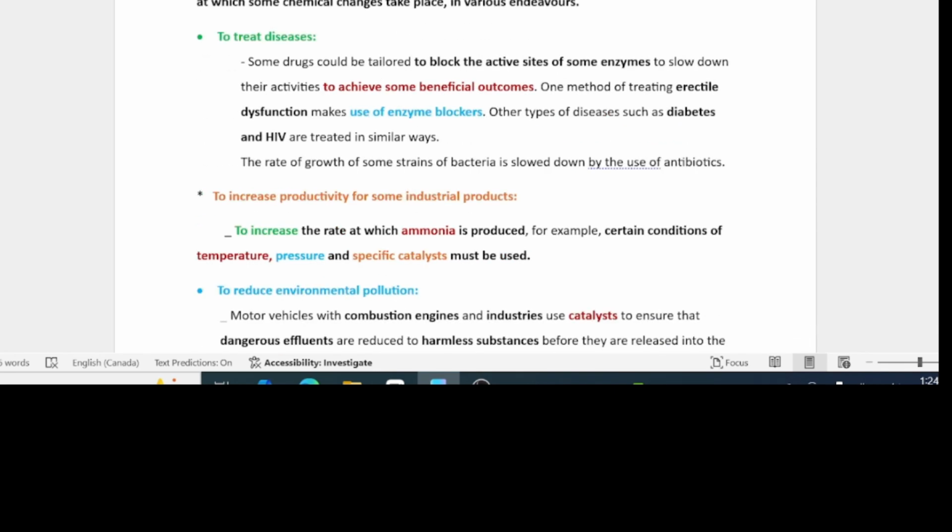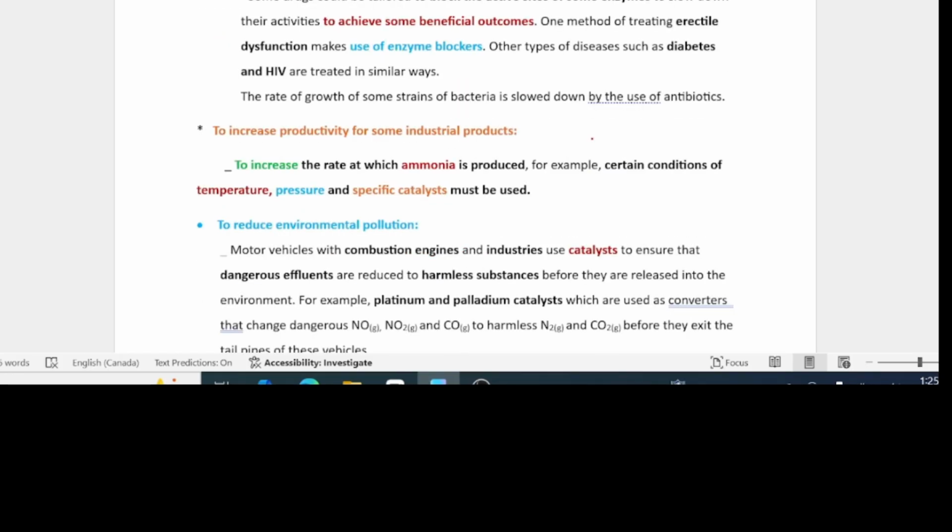Number 1, to treat some types of diseases. Some drugs could be tailored to block the active sites of some enzymes to slow down their activities to achieve some beneficial outcomes. One method of treating erectile dysfunction makes use of enzyme blockers. Other types of diseases such as diabetes and HIV are treated in similar ways. The rate of growth of some strains of bacteria is slowed down by the use of antibiotics.